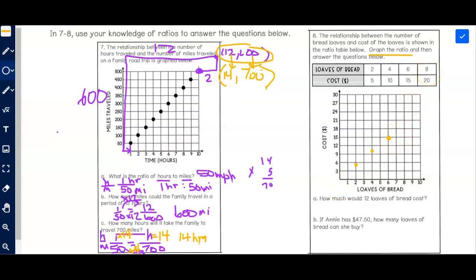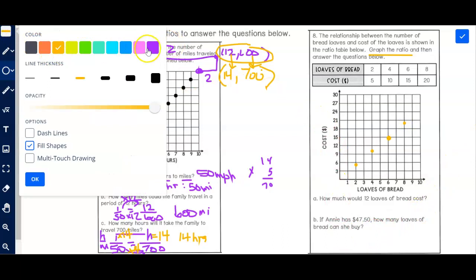And then finally, 8 loaves of bread to 20. Well, 8 is here, and 20 is not going to be on the mark. It's just going to be below 21 because we're counting by 3s. 20 is not a multiple of 3, so we got to estimate where that's going to be. And now I'm going to connect those.